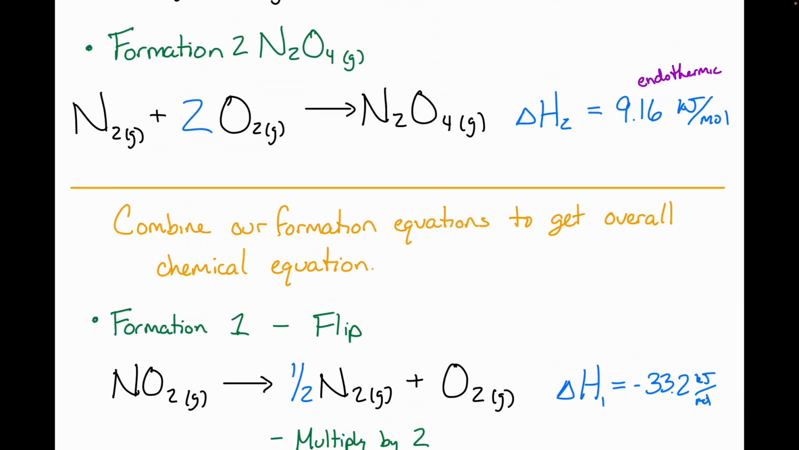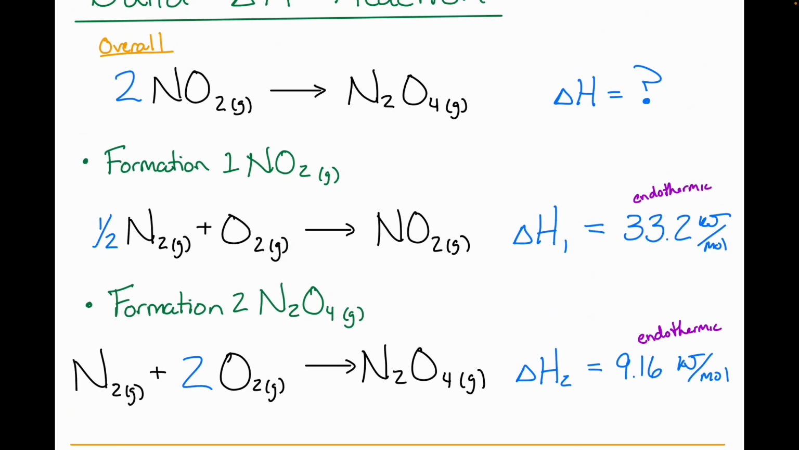Okay? Let's look at our formation equation 2. N2O4 on the product side, N2O4 on the product side. Am I going to have to flip it? No, I'm good there. My coefficient's 1, my coefficient's 1. Am I going to have to multiply by anything? No, cool. So I'm just going to take this and copy paste exactly as it is.